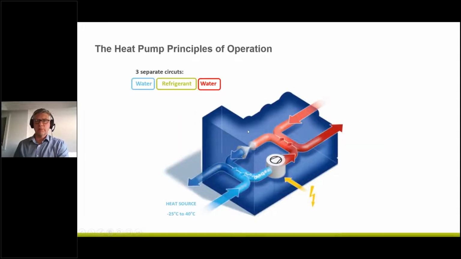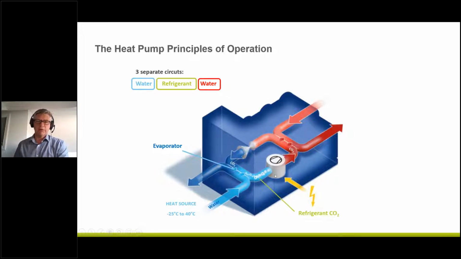Looking at the internal operation of the system, here you've got the heat source, and it can be varied from minus 25 degrees right up to 40 degrees C. And so again, the water on this side, into the evaporator, will go out colder. So this is, in inverted commas, your cold side.